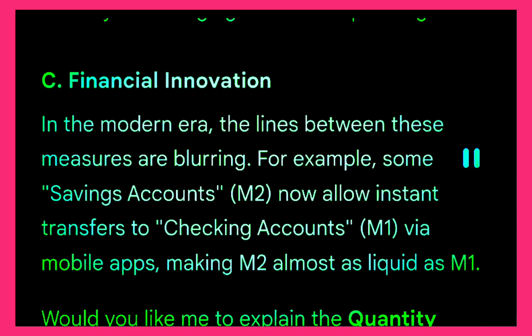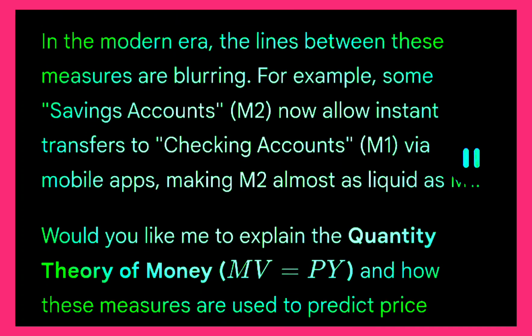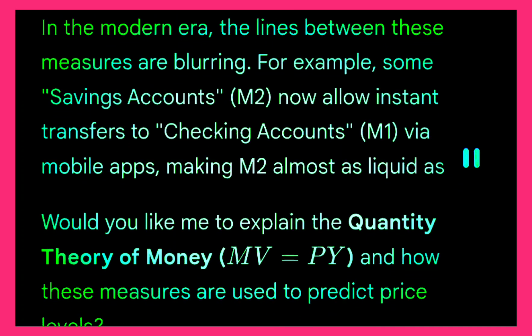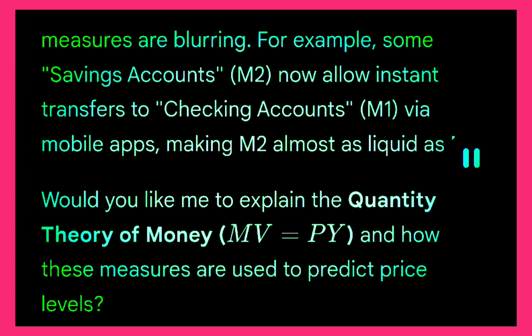C. Financial innovation. In the modern era, the lines between these measures are blurring. For example, some savings accounts, M2, now allow instant transfers to checking accounts, M1, via mobile apps, making M2 almost as liquid as M1.